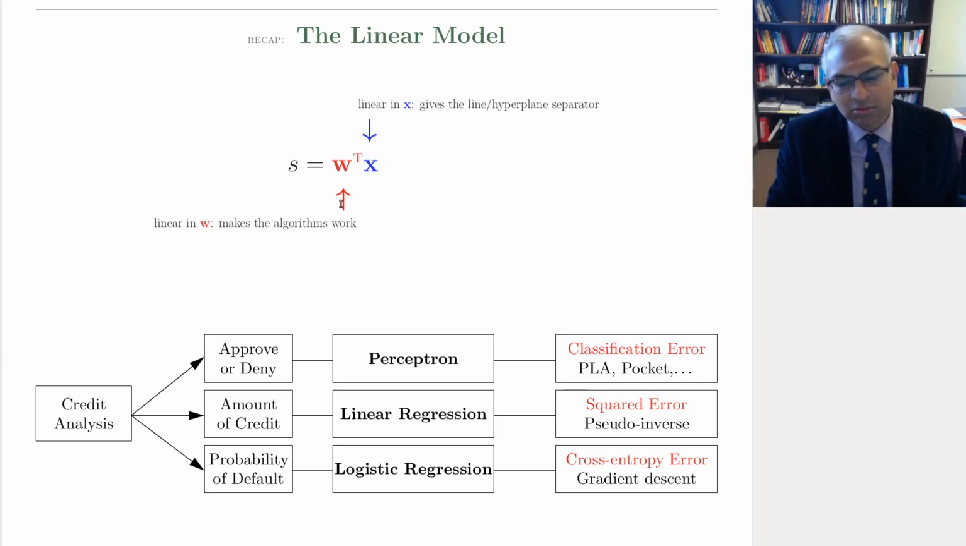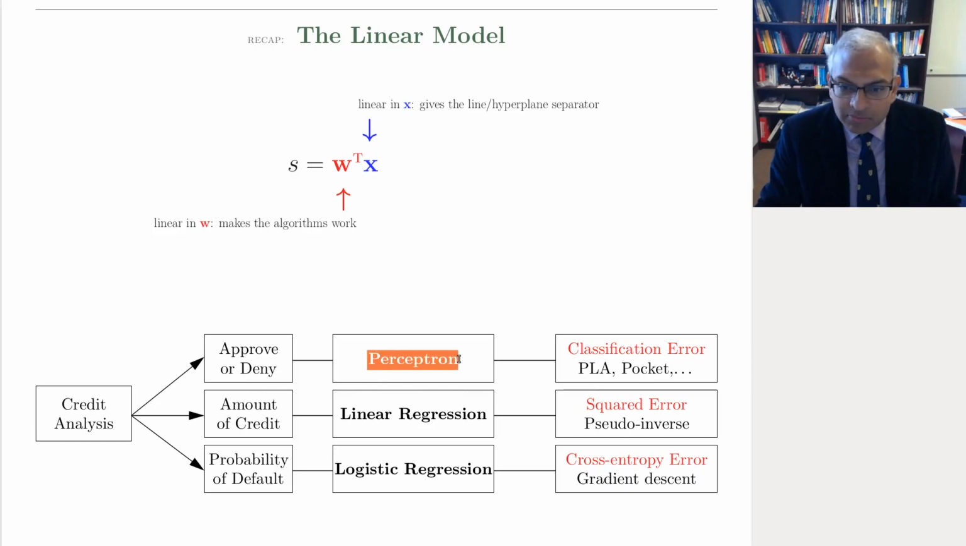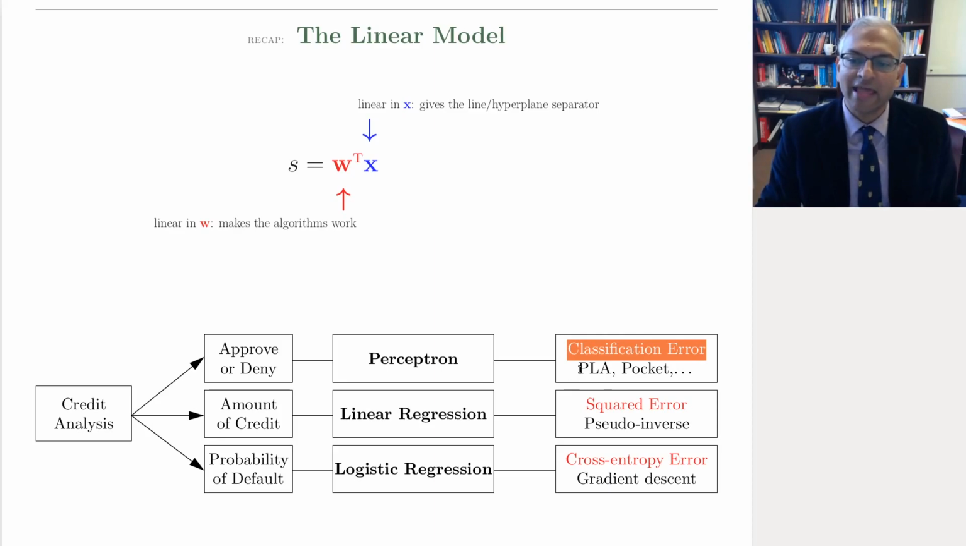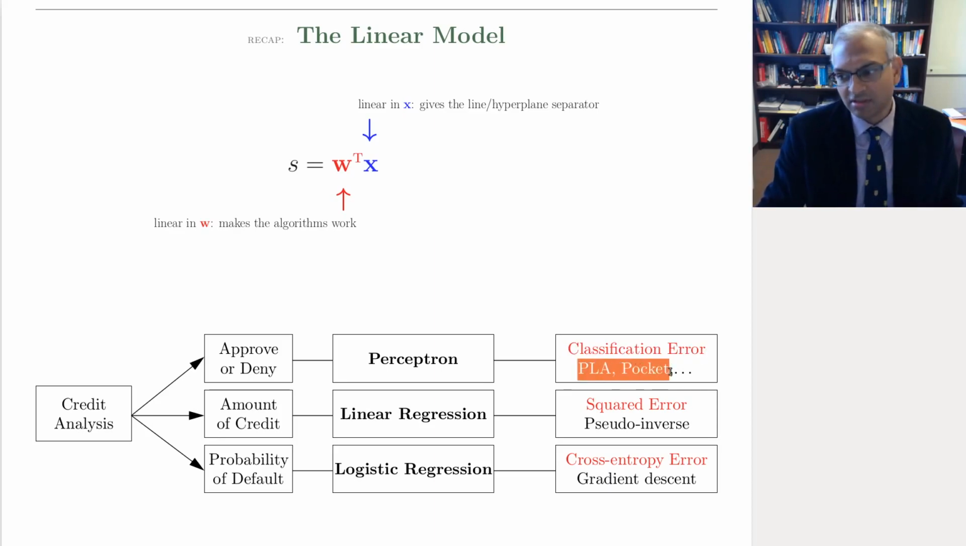With respect to the linear model, we showed that we can address different kinds of problems by taking this linear signal and transforming it. You apply the sign to get classification. You don't do anything to it if you're doing regression. And if you're doing a probability prediction or logistic regression, you apply that convenient sigmoid that we talked about last time. Each of these problems, approve or deny credit, that's classification, comes with a learning model, the perceptron, and an error that you try to minimize on the data, the classification error, and algorithms for picking the hypothesis, the PLA or the pocket or regression for classification and so on.